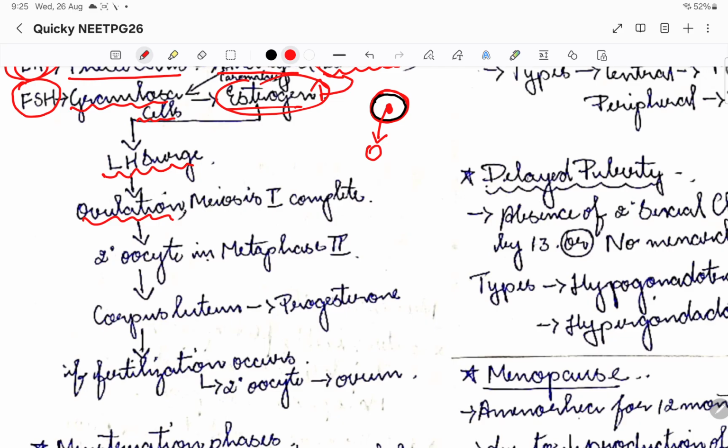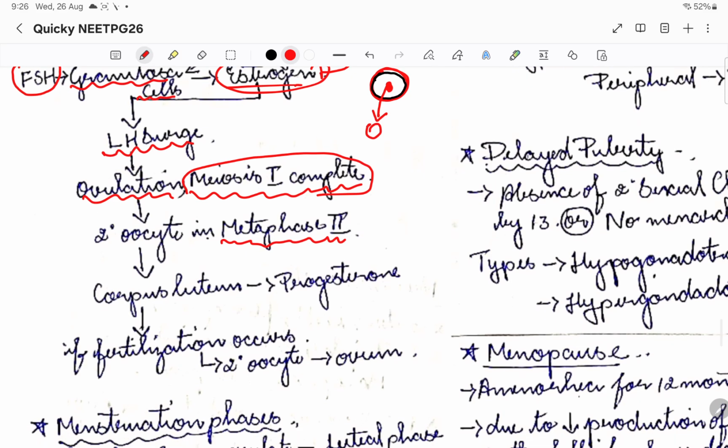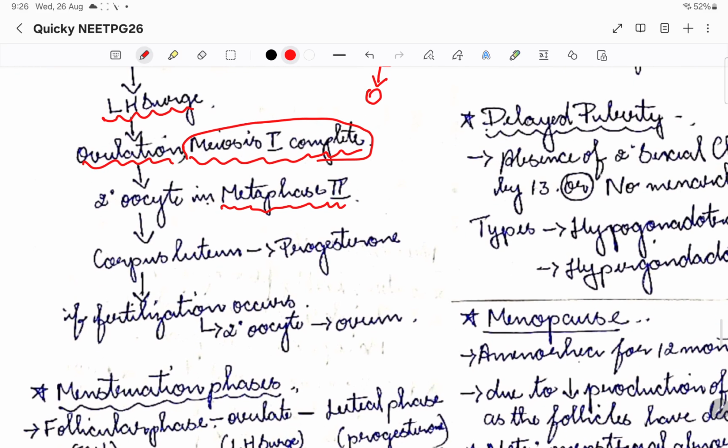And meiosis 1 will be completed. I told you right at the beginning of our discussion, the two stages of arrest that happen with respect to oogenesis: the first one is in meiosis 1. It will be in prophase 1 that the oocyte is arrested, and in metaphase 2 also it will be arrested as a secondary oocyte. Now after ovulation meiosis 1 will be complete and the oocyte will go into the second meiosis. Here it will be arrested in metaphase 2. Until fertilization happens, it will be in metaphase 2.